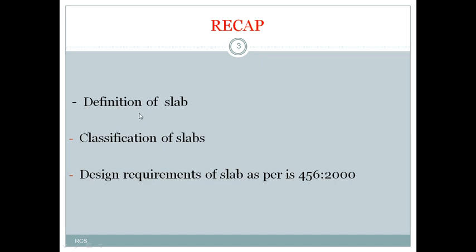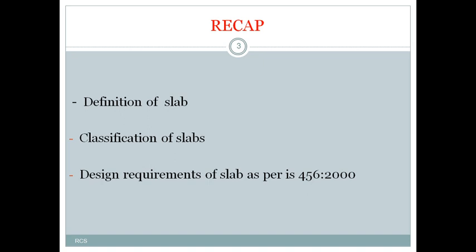A slab is a two-dimensional structural element which is used as flooring as well as roof covering. In this slab, load distribution takes place by bending action, and these slabs are classified into two groups based on their longer span to shorter span ratio and based on the support condition. If the longer to shorter span ratio is less than or equal to 2, the slab is categorized as a two-way slab.